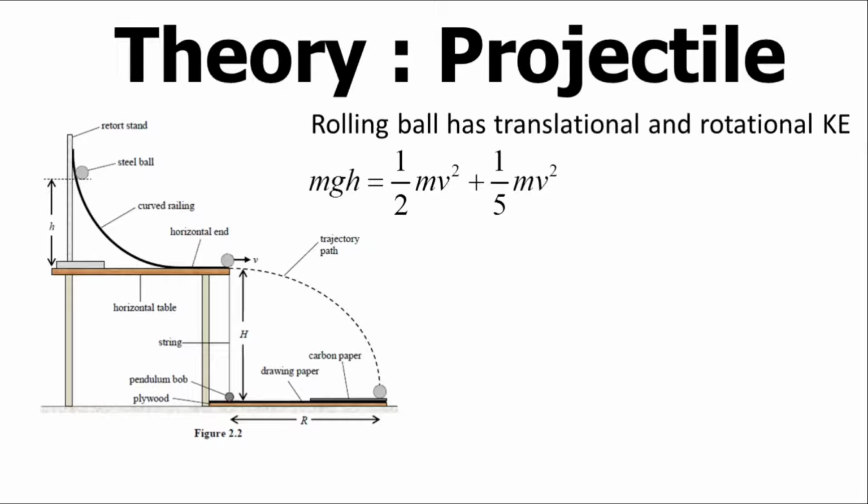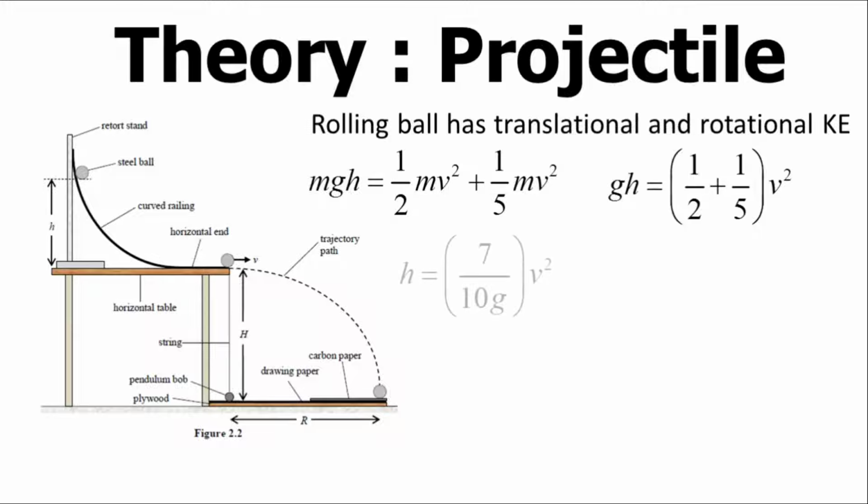The h in the equation is referring to the release height of the steel ball. The m can be cancelled out. This leaves us with the equation gh equals (1/2 plus 1/5) times v squared. Rearranging the equation, we get h equals 7/(10g) times v squared.